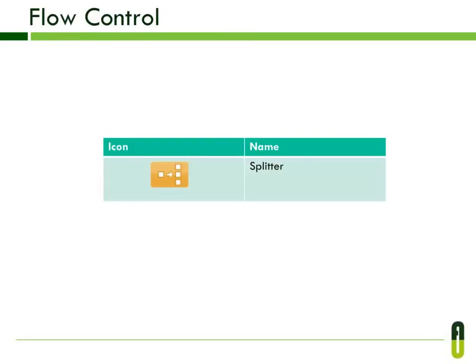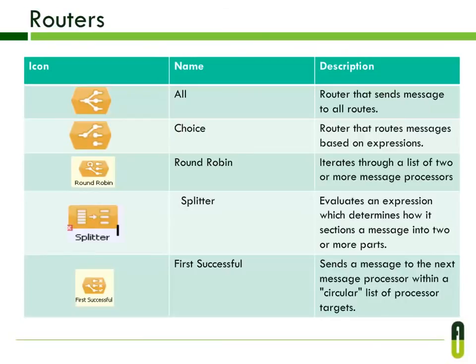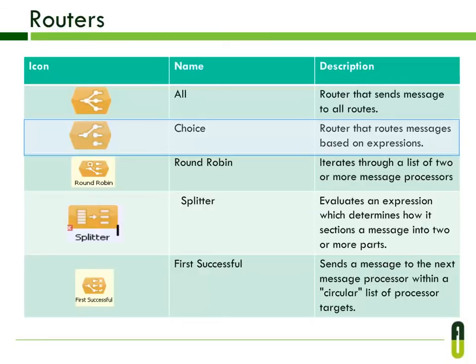Here you can see the flow control. Flow control refers to message processors that control the destination of the messages in a flow. The splitter uses an expression to split a message into pieces, all of which are then sent to the next message processor. Here you can see the two types of router. One is the all router, and another is the choice router.